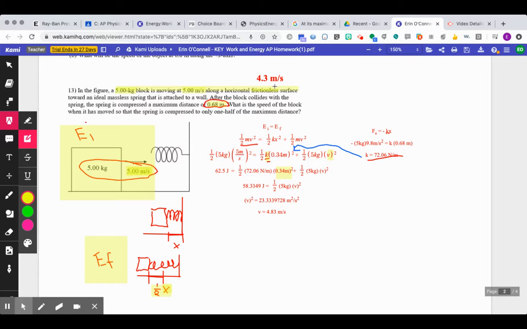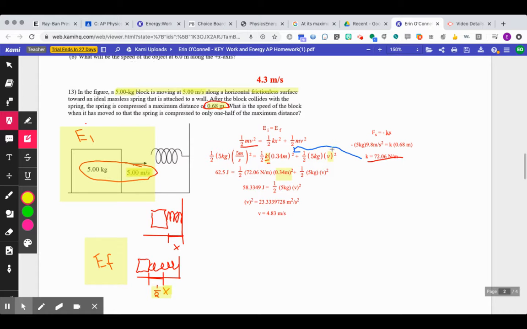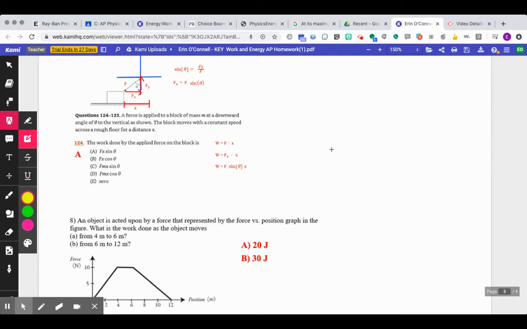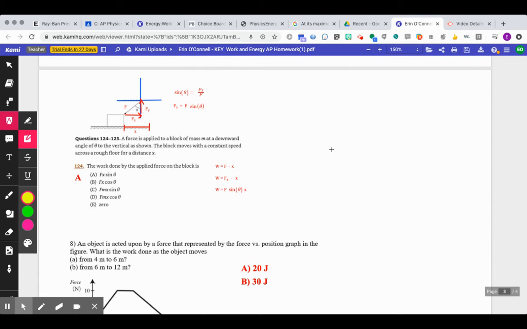Okay, so that is number 13. Moving right along. Okay, so we're going to talk about number 124.